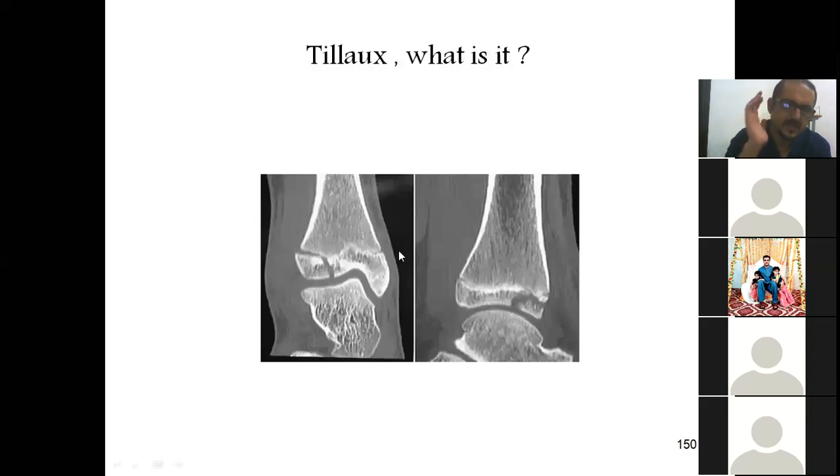If this is the fibula, sir. Where is the fibula? Here. This is a CT scan image. The fibula will come later on. How to fix it in the presence of the fibula? How do you put the wire in this portion? If you palpate your ankle, the fibula is always posteriorly placed.